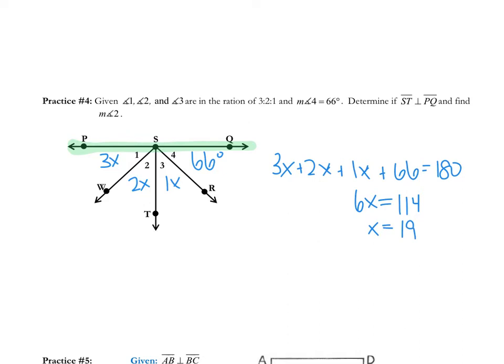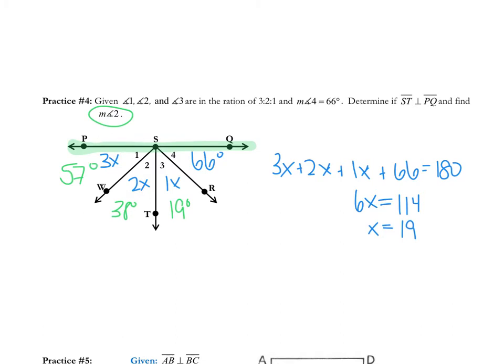That's not my final answer. I need to figure out if they're perpendicular and what's the measure of angle 2? Careful, that part was written right here. So the measure of angle 2 is 38 degrees. 1x is just going to be 19. And then 3x is 57.